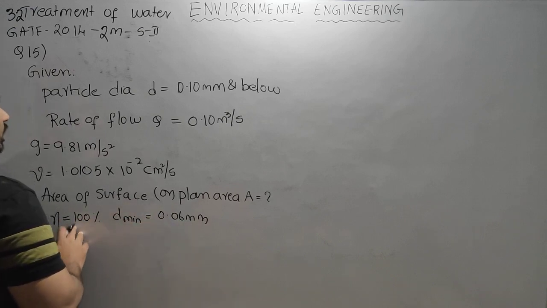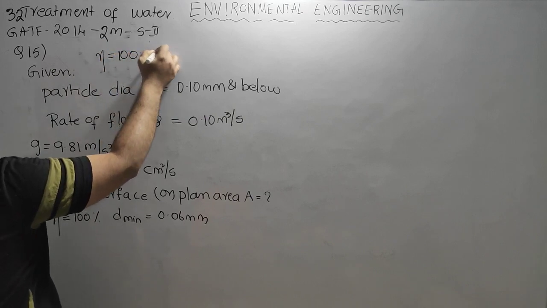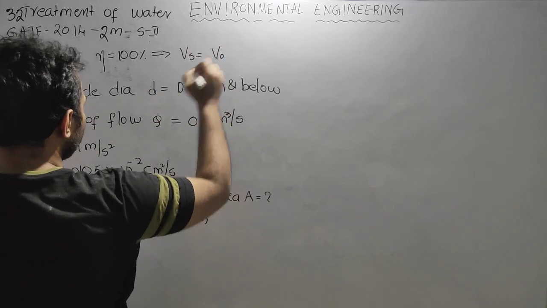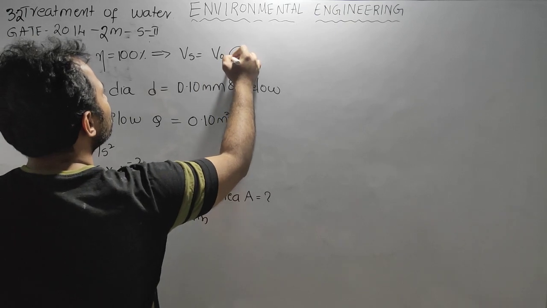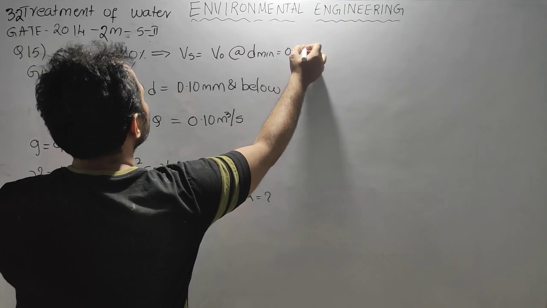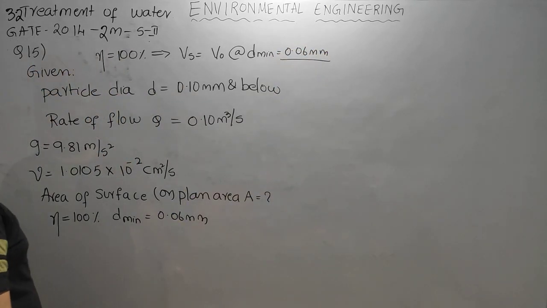So if efficiency is 100%, it indicates what? Vs is equal to V naught, at D minimum equal to 0.06 mm. So in this case, Vs is equal to V naught.